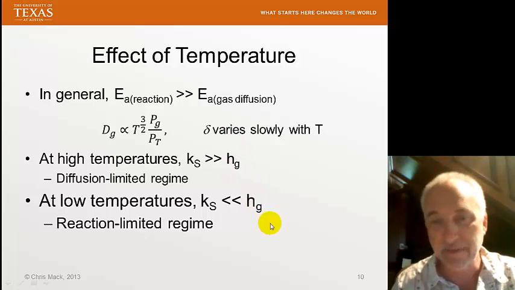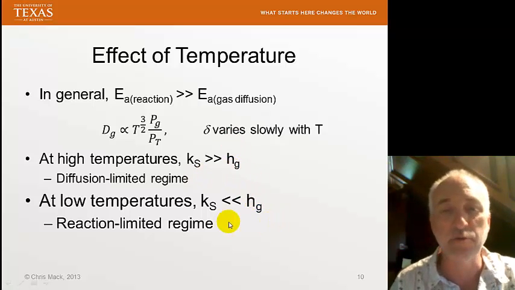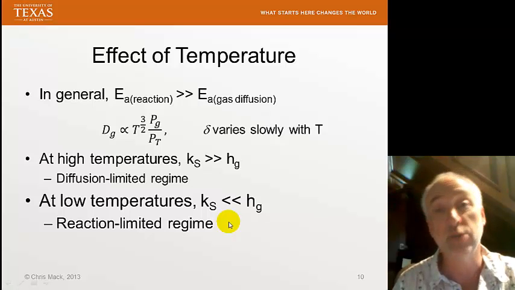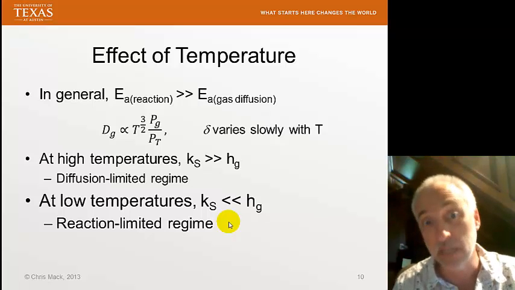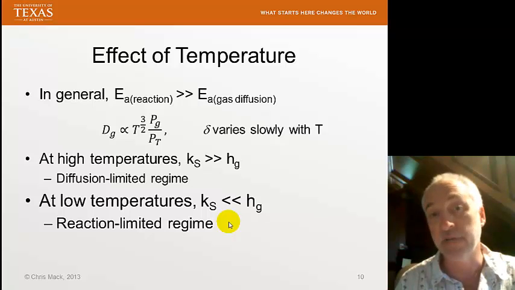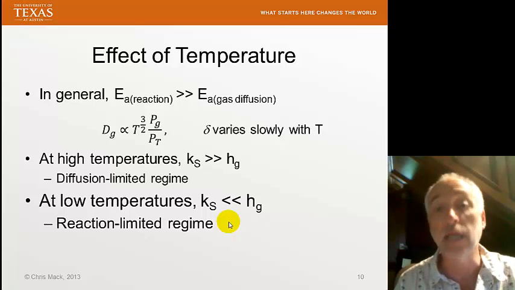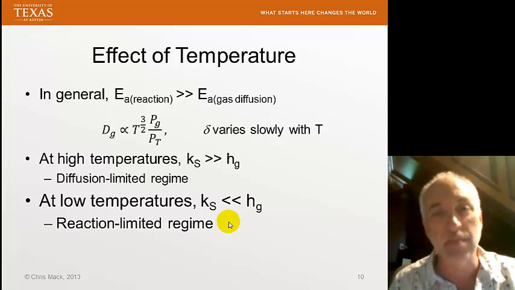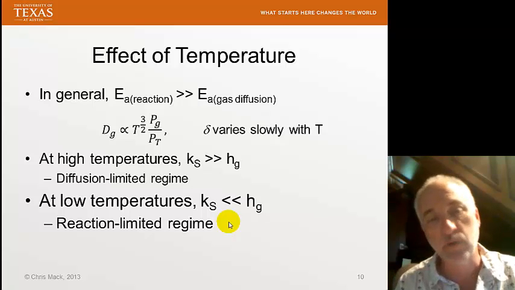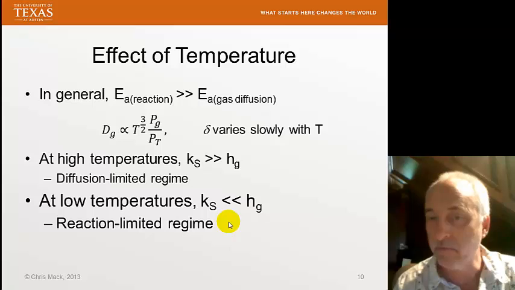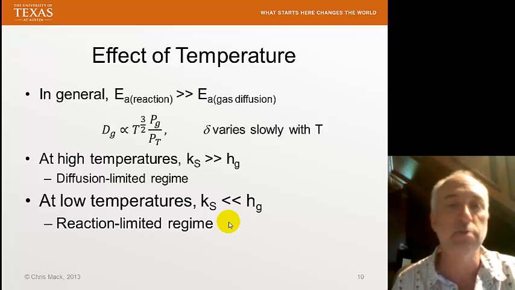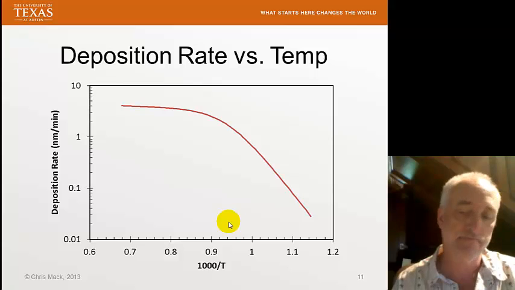Now, we switch regimes from diffusion limited to reaction limited by changing the temperature. And the reason is the reaction has a very high activation energy, and its rate constant changes a lot with temperature. Mass transport has a low activation energy. Its magnitude of the mass transport coefficient changes very slowly with temperature.